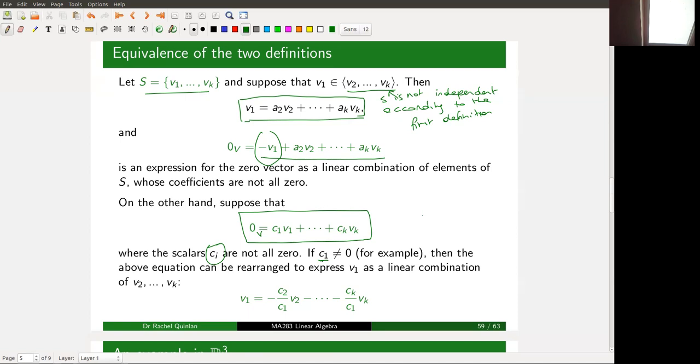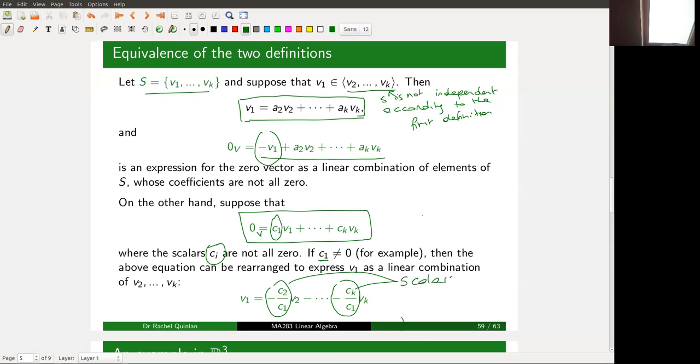So we can just write C1 V1 equal to minus C2 V2, etc. And then we're working over a field. So C1 has a multiplicative inverse or reciprocal in our field, and we can just divide that expression through by C1 and say that V1 is this expression, this linear combination of V2 through to Vk. So these coefficients, minus Cj over C1, are all scalars in the field F.